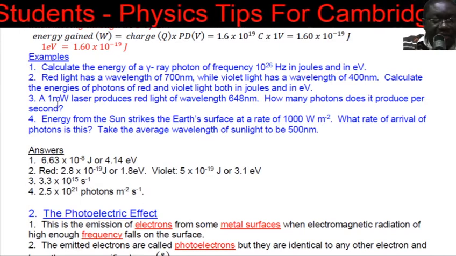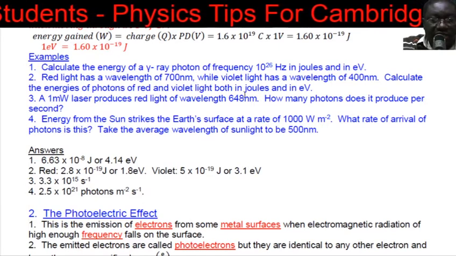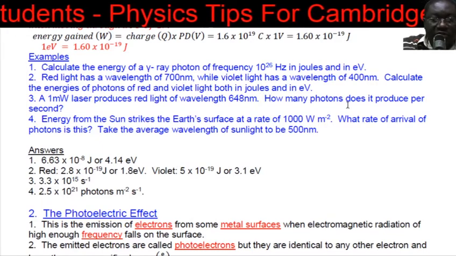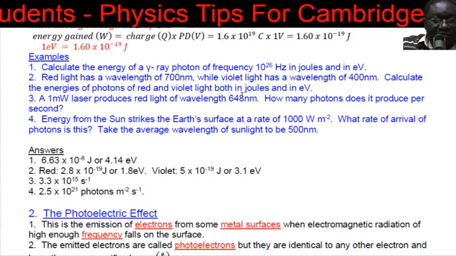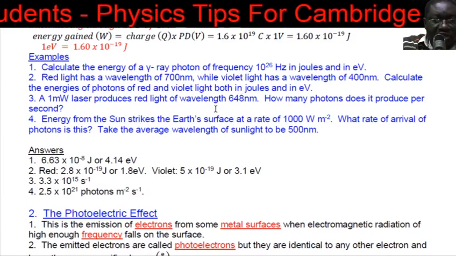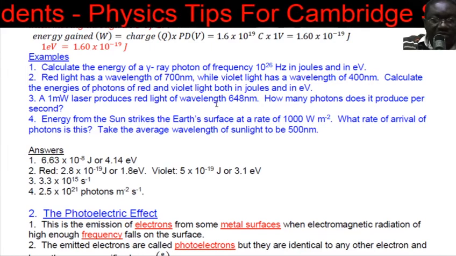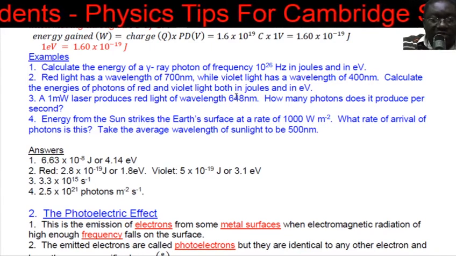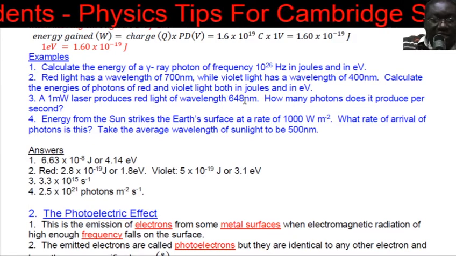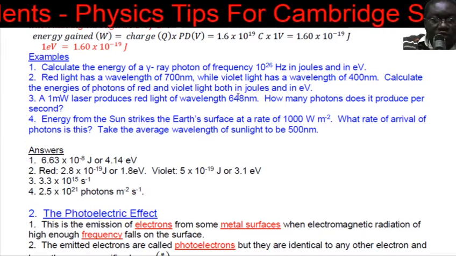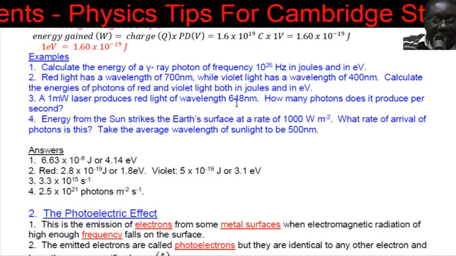Number 3: a 1 milliwatt laser produces red light of wavelength 648 nanometers. How many photons does it produce per second? We first of all calculate the energy of the photon. It's going to be hc over lambda: Planck's constant 6.63 times 10 to the power of minus 34, times c, which is 3 times 10 to the power of 8, divided by this 648 nanometers. Please remember to convert it to meters as well by multiplying by 10 to the power of minus 9.